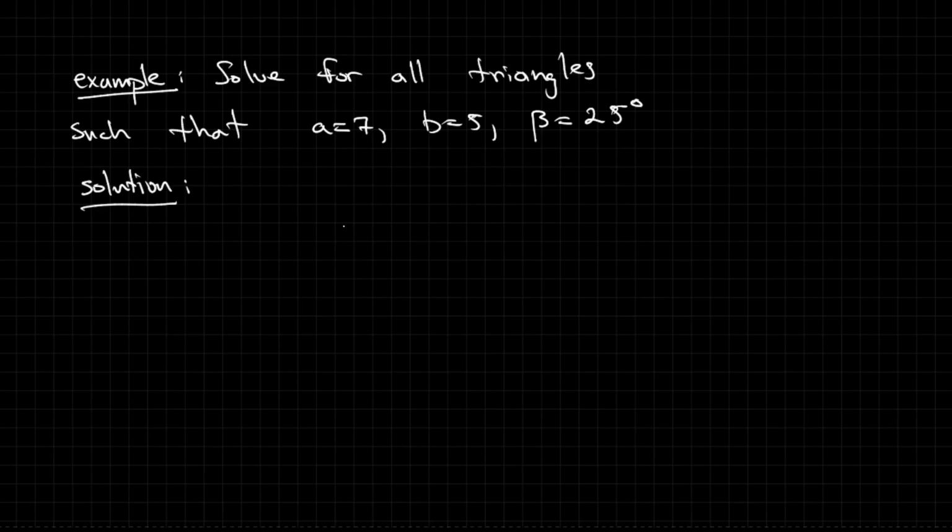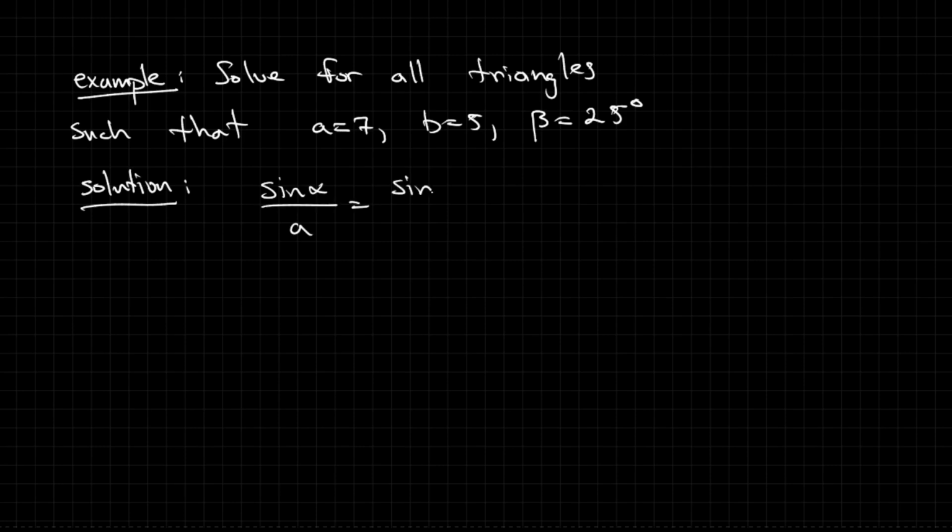Now that we've seen examples about how to solve sine alpha equals a number, let's see how this comes up when we go to solve for triangles. So let's say we have a is 7, b is 5, and beta is 25, and we want to find all the triangles that satisfy this condition.